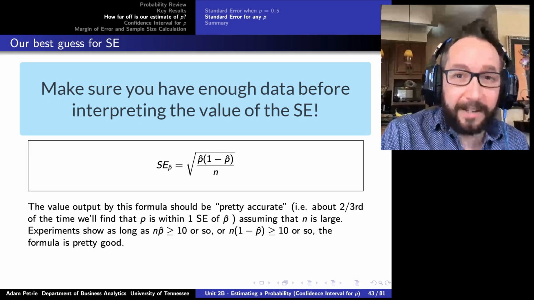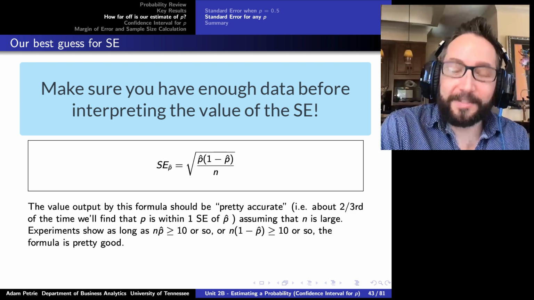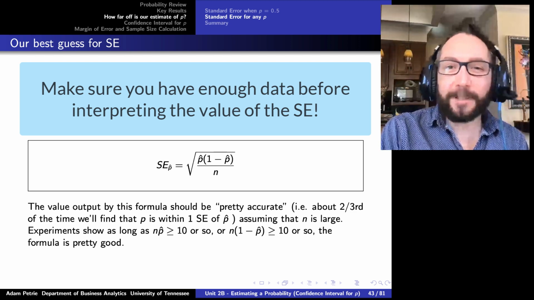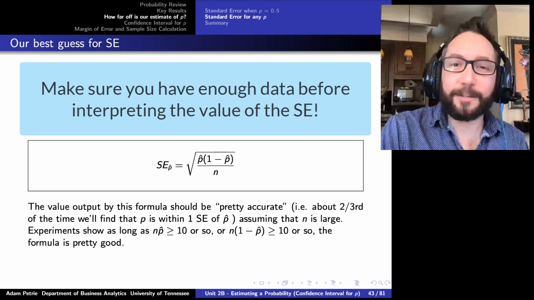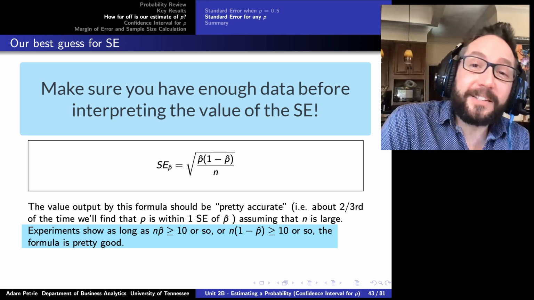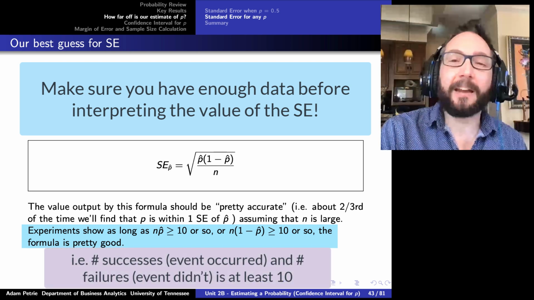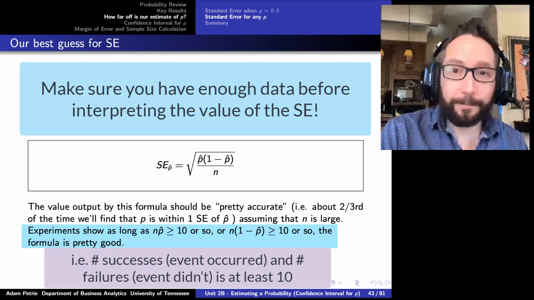When is it okay to use this formula? Well, there are some restrictions on the number of trials, the amount of data that we've collected. This formula works pretty well, gives a pretty accurate estimate of how far off our guess might be, as long as the number of successes and the number of failures, n times p hat and n times 1 minus p hat, are both about 10 or so.